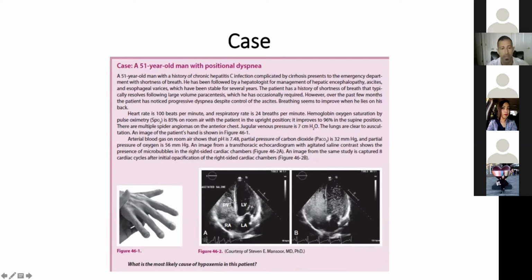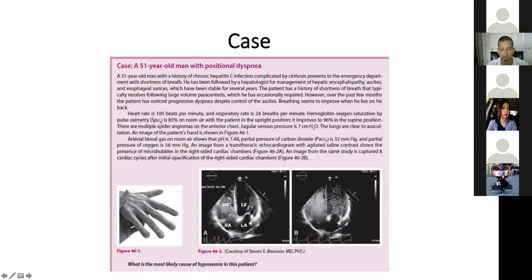That helps us. Here's an image of the patient's hands shown in figure 46.1. What is this image showing us? Clubbing. Exactly. And we looked specifically for clubbing, because hepatopulmonary syndrome was on our differential. And here is the bubble study that you ordered. You're not ordering this on everybody, but you ordered it in this case because you had a hypothesis.